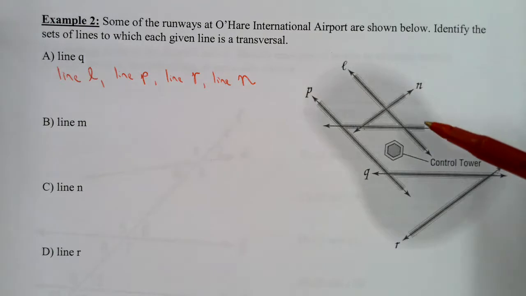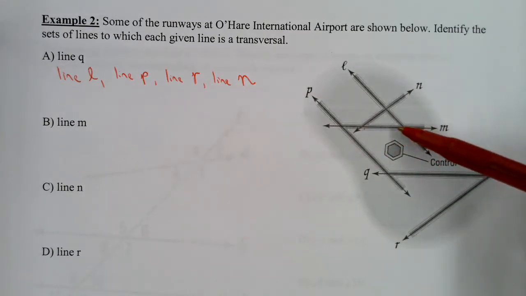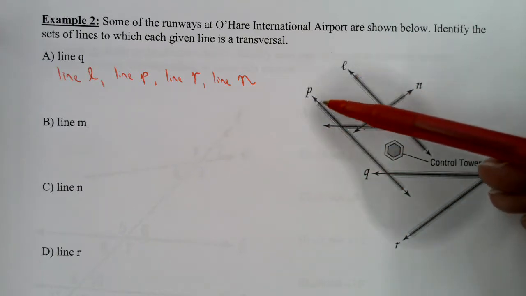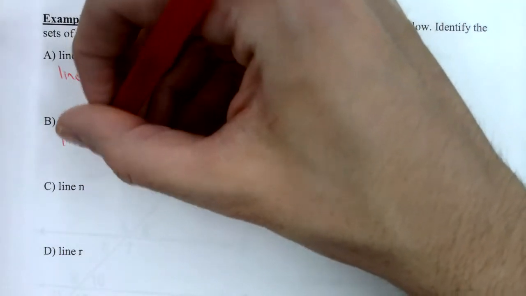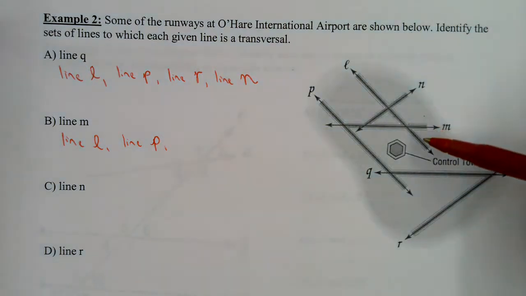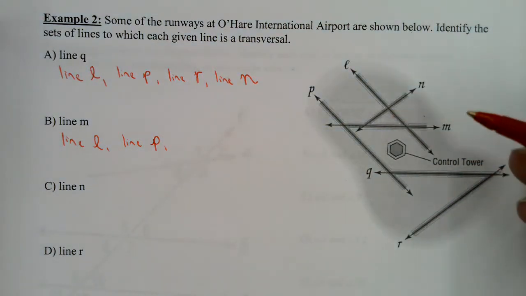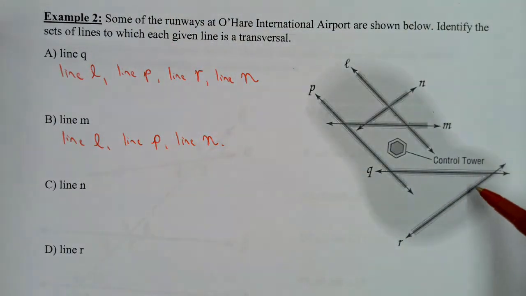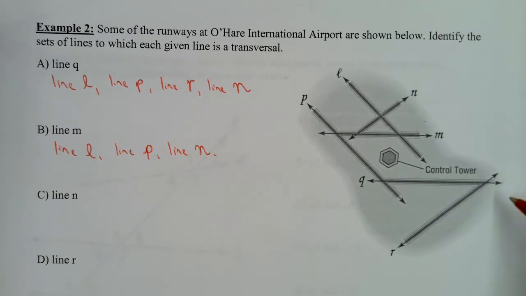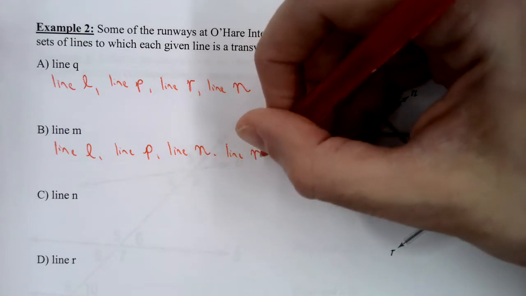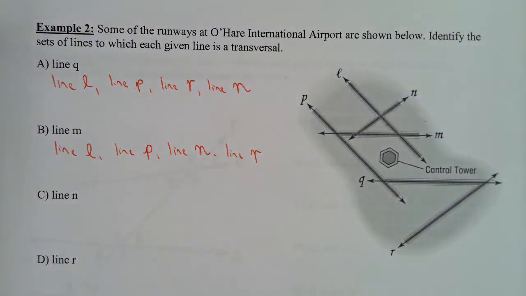Okay. Part B, line M. What lines is line M a transversal to? What lines does line M intersect? And right away you can see it intersects lines L and P. Line M also intersects line N. And it's going to intersect line R when you extend it. Line R and line M will intersect. So also line R.